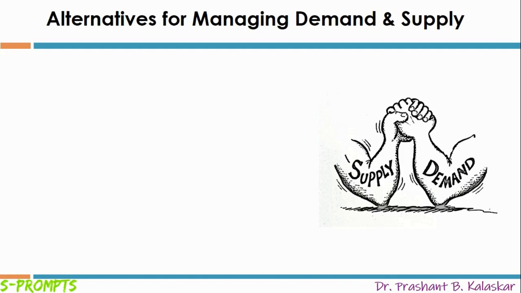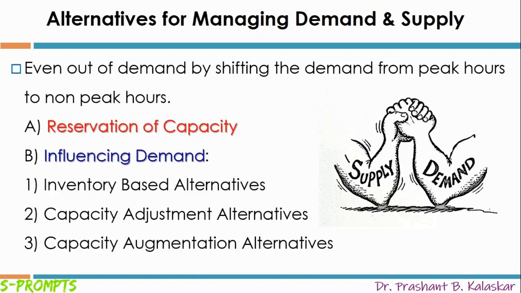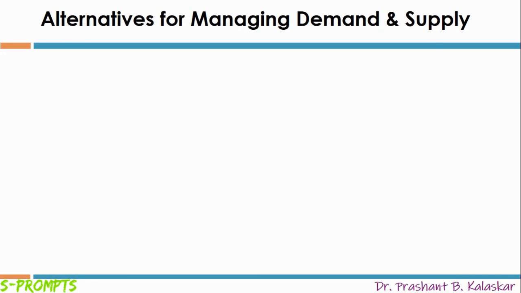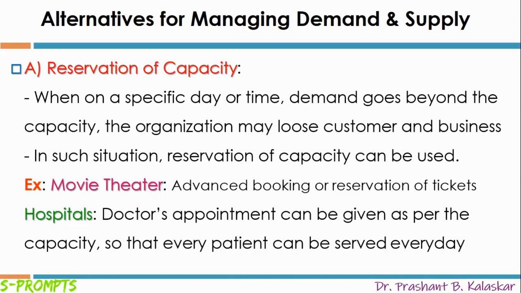As we were discussing, even in a single day in some businesses such as Chinese restaurants or multiplex movie theaters, there is less demand in the morning and afternoon period, whereas in the evening there is a huge demand. In such cases, evening out demand by shifting it from peak hours to non-peak hours will be the best alternative. This can be done by either of the following methods. First is reservation of the capacity, and second is influencing demand, which can be done either by inventory based alternatives, or capacity adjustment alternatives, or capacity augmentation alternatives. So let us understand all these one by one.